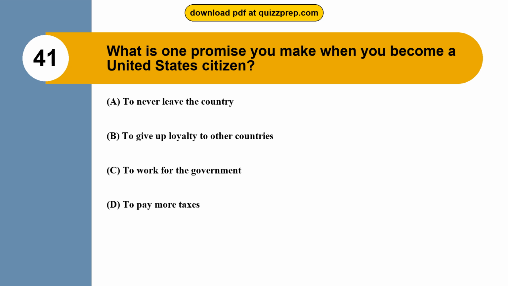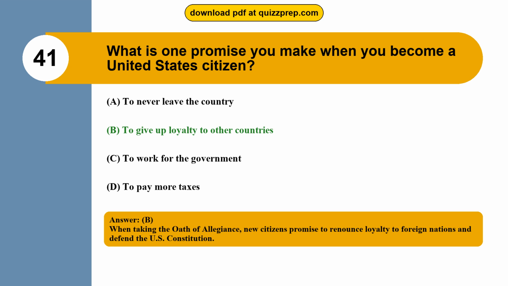Question 41. What is one promise you make when you become a United States citizen? Option A, to never leave the country. Option B, to give up loyalty to other countries. Option C, to work for the government. Option D, to pay more taxes. The correct answer is option B, to give up loyalty to other countries. When taking the oath of allegiance, new citizens promise to renounce loyalty to foreign nations and defend the U.S. Constitution.